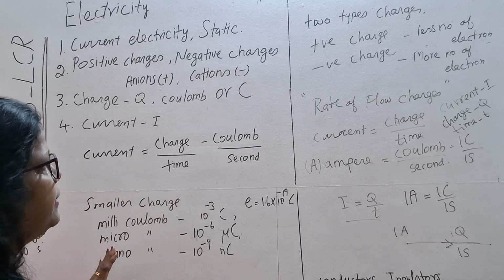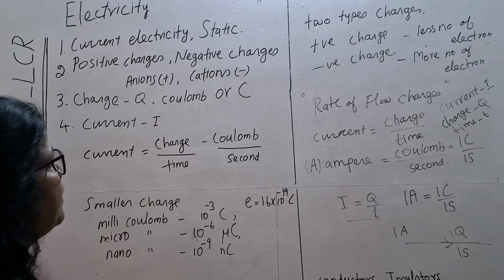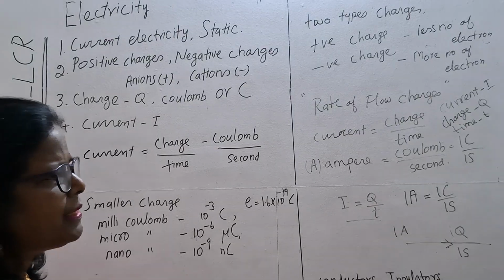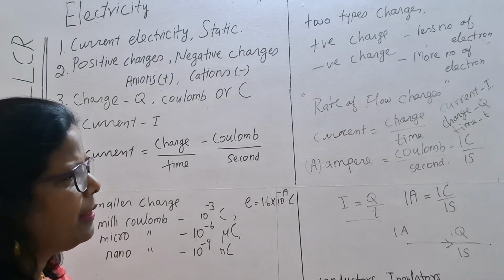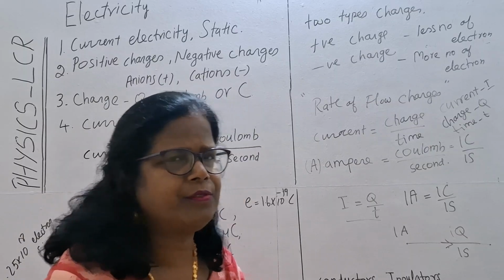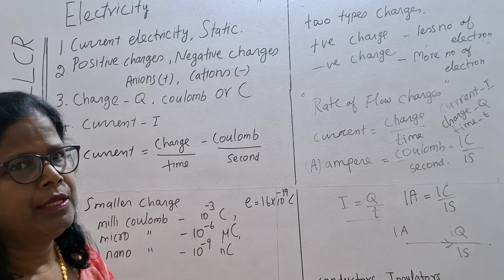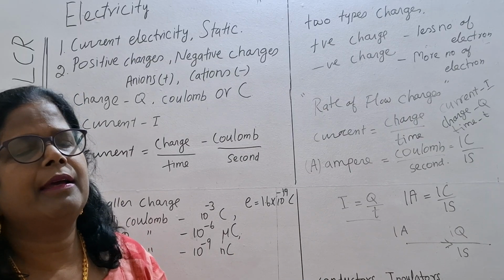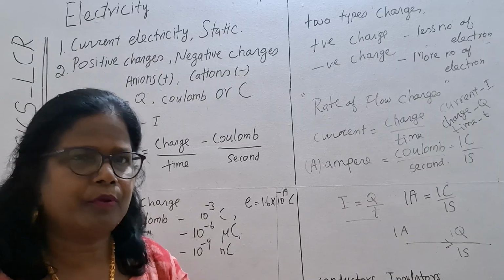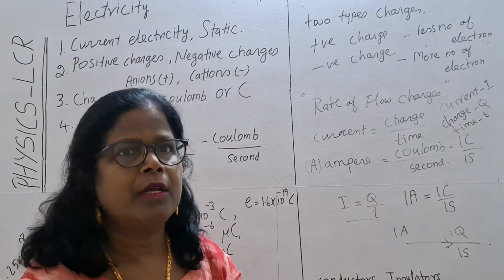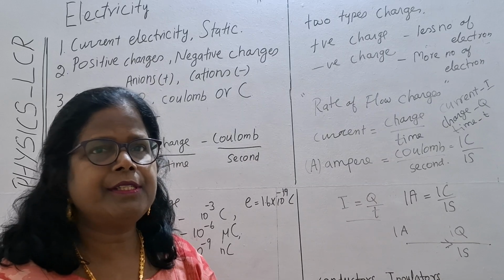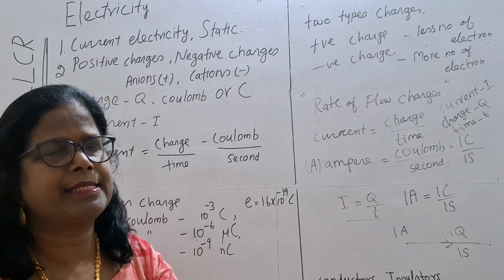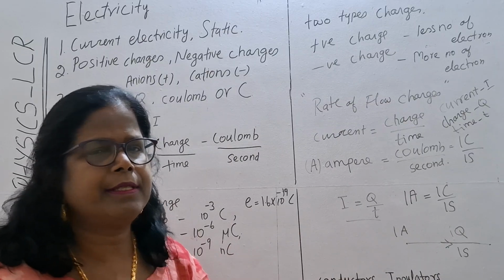These are the smaller units of charges. So what is electric current? Current electricity, static electricity, positive charges, negative charges. In the atom, proton is positive charge, electron is negative charge. A body is said to be positively charged when it loses electrons, that is, the number of electrons is less, a deficit of electrons. Deficit means less. If the number of electrons is more, it is negative.